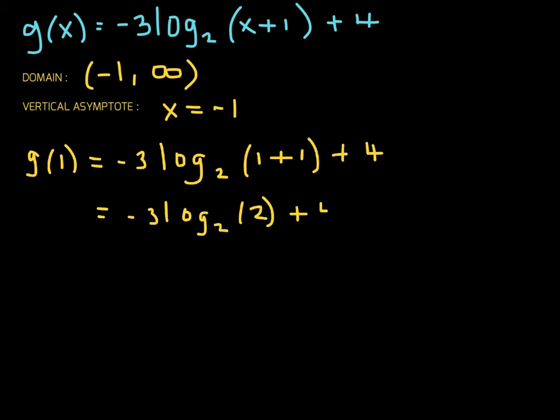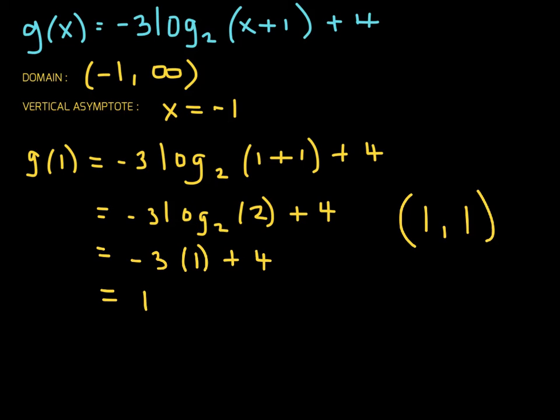Now remember here, a logarithm is an exponent. This is the exponent to which you raise 2 to get 2. What exponent do you raise 2 to get 2? If you raise 2 to the first power, you will get 2. So this log expression represents the exponent of 1, because 2 raised to the first power gives you 2. So this is going to be negative 3 times 1 plus 4, and all of this is equal to 1. The ordered pair here is 1, comma 1. Let's generate another ordered pair.